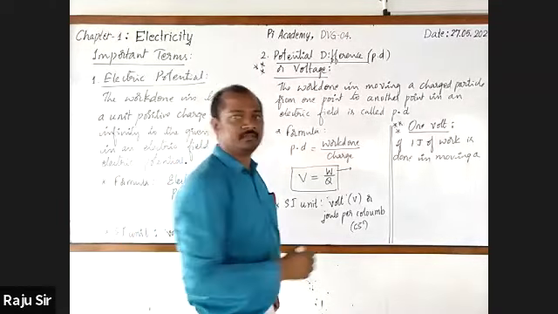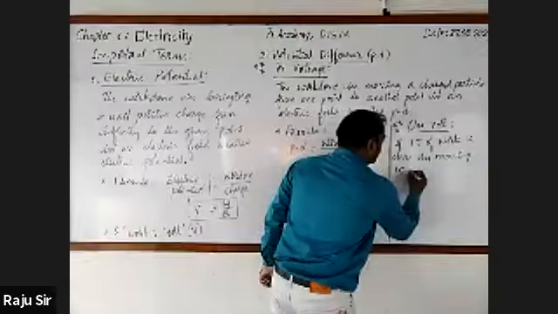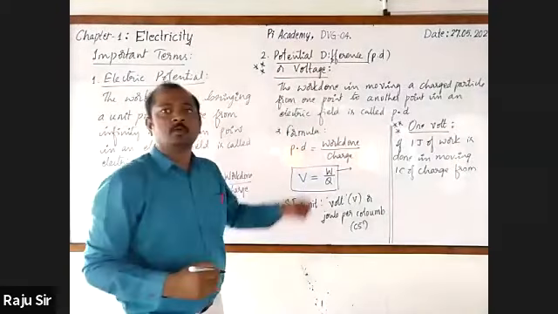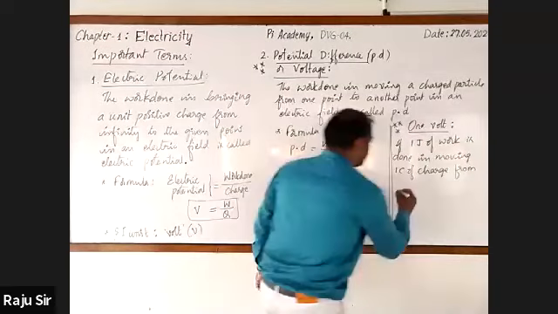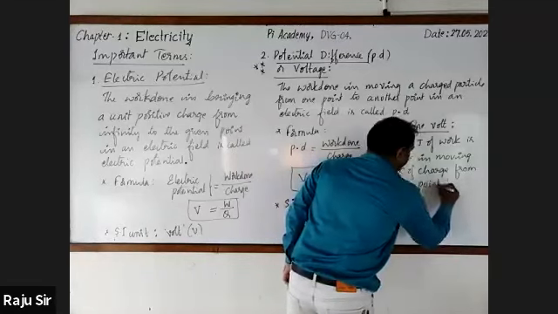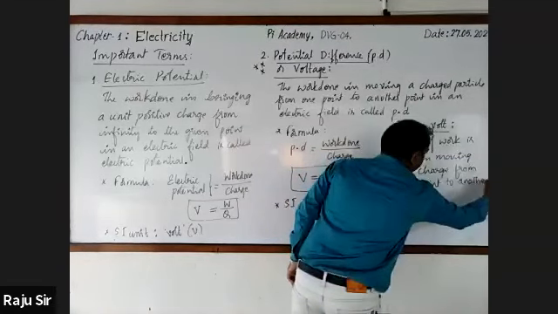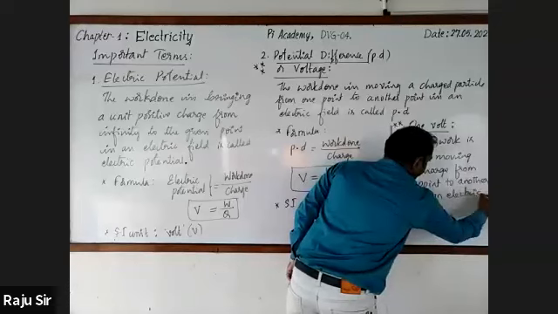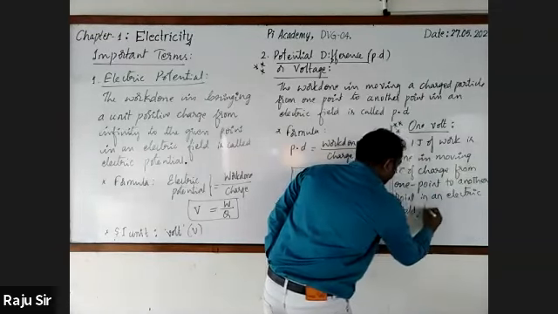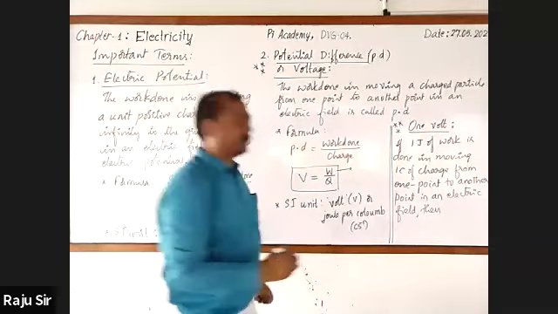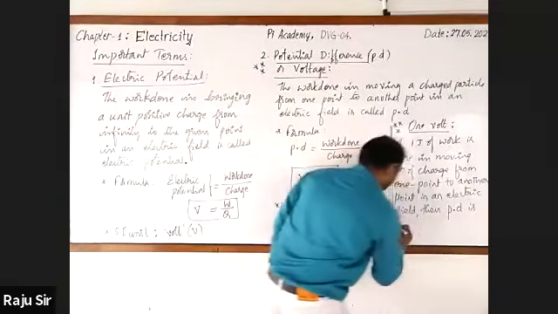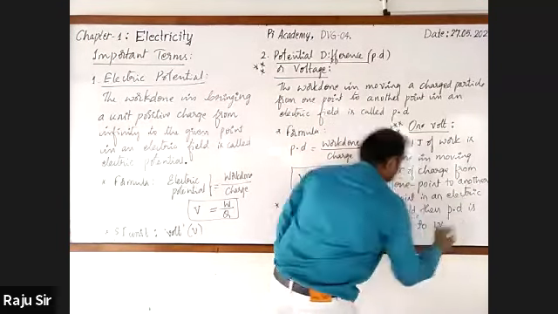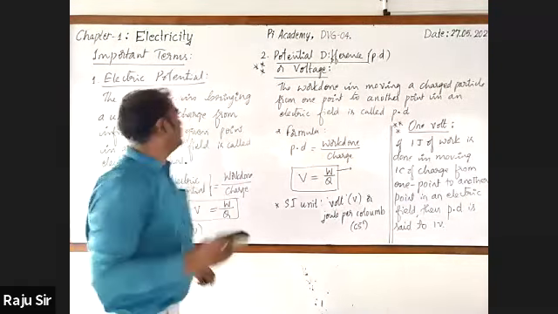If 1 joule of work is done in moving 1 coulomb of charge from one point to another point in an electric field, then the potential difference is said to be 1 volt.